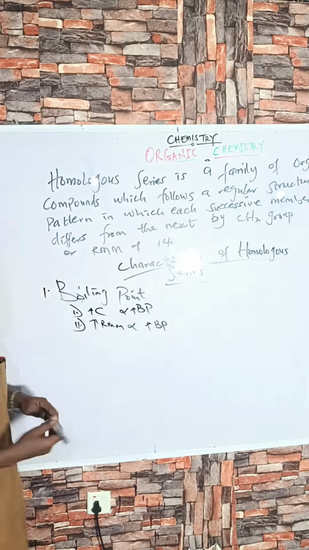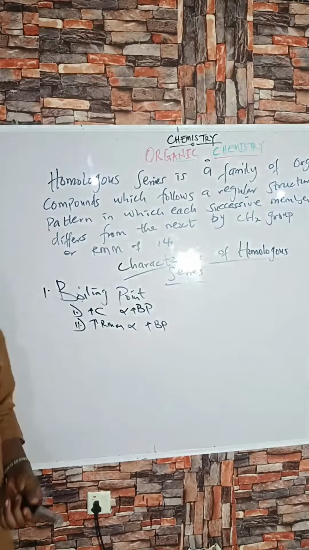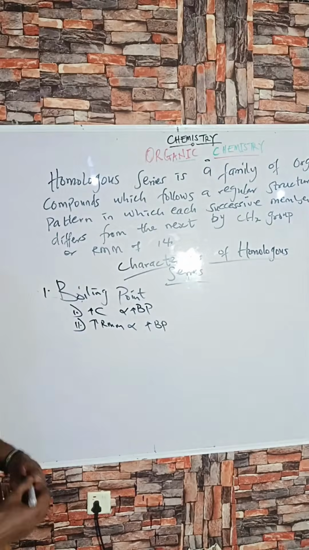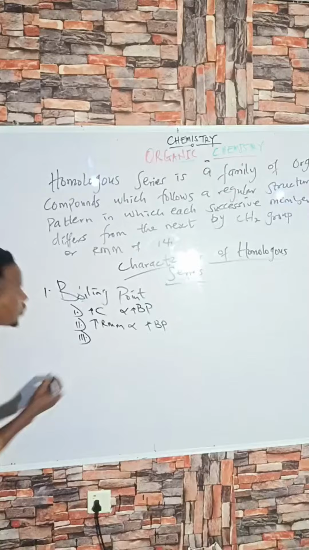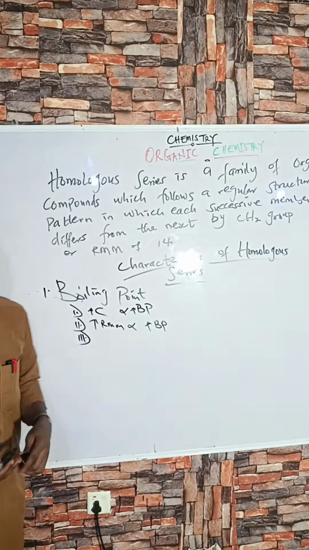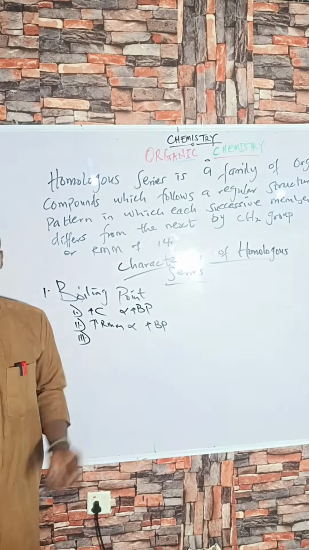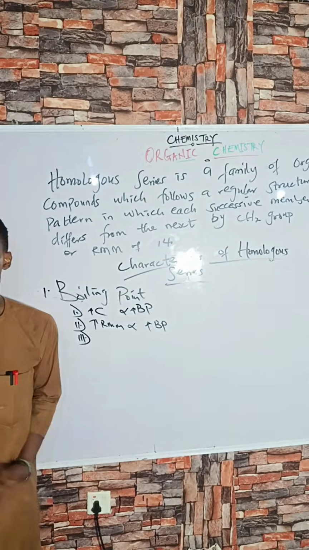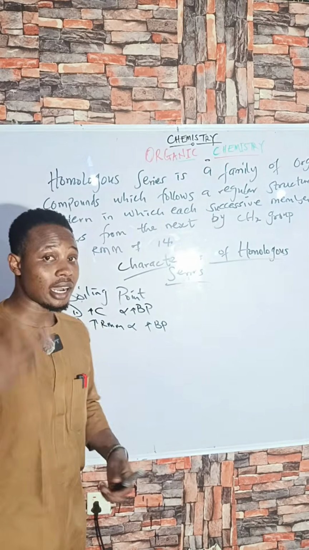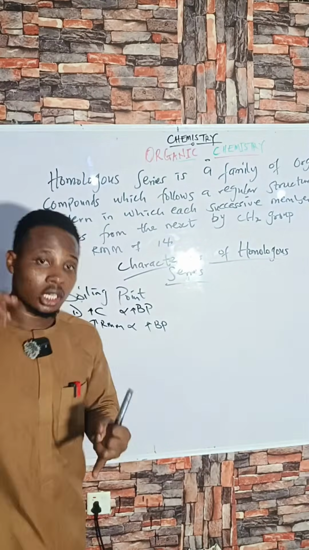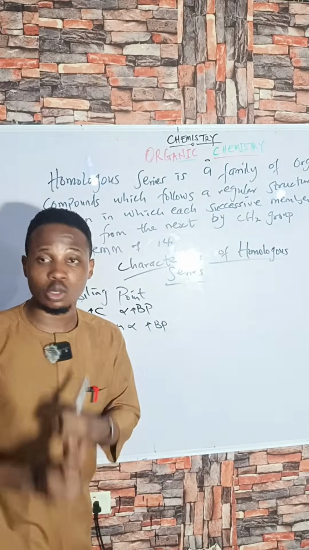Boiling point and relative molecular mass are directly proportional to one another. If I give you a compound that has a relative molecular mass of 48 and another one that has a relative molecular mass of 60, and I ask which one will have a higher boiling point, you expect that the one that has 60 will have the higher boiling point. The more the carbon, the more the boiling point. The more the relative molecular mass, the more the boiling point.